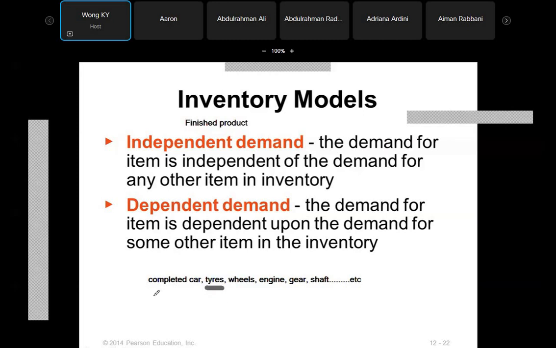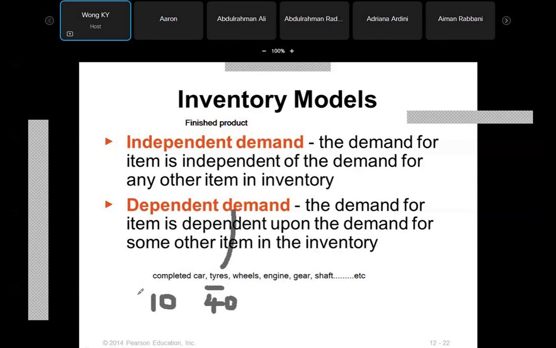Right? If there is a demand for 10 units of completed car, then it means we will need 40 tires. If there's a demand for 10 cars, it means the demand for tires will be 40. Why? Because the demand for tires depends on the demand for car. One car has 4 tires, right? So tire is actually a dependent demand example, because the demand for tire depends on the demand for some other items in the inventory, which is the completed car.